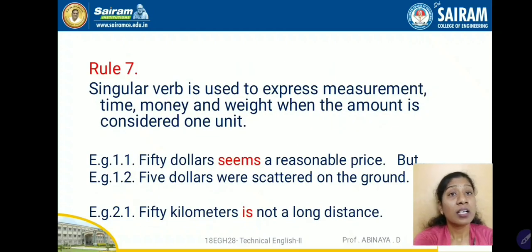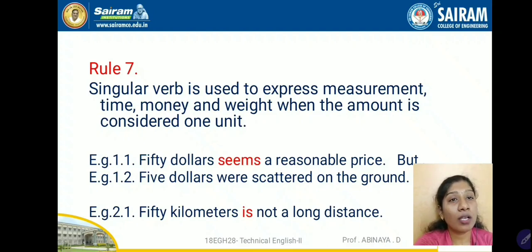Rule number 7, singular verb is used to express measurement, time, money and weight when the amount is considered as one unit. If the amount is considered as one unit, you can go for singular. If not, go for plural. See the first example: $50 seems a reasonable price. $50 is plural, but here it is used as one single unit, right? A reasonable price, obviously it means one unit. So obviously we are using singular "seems".